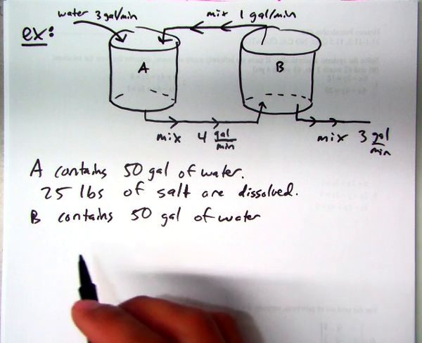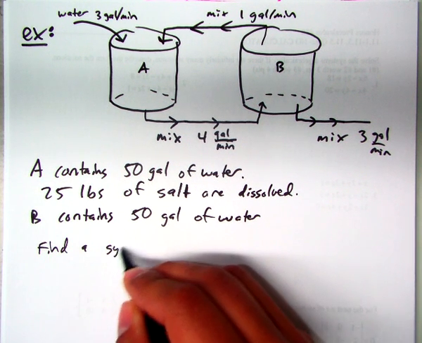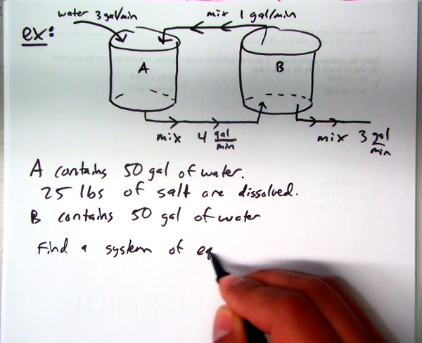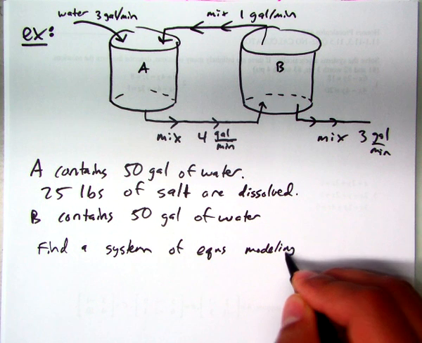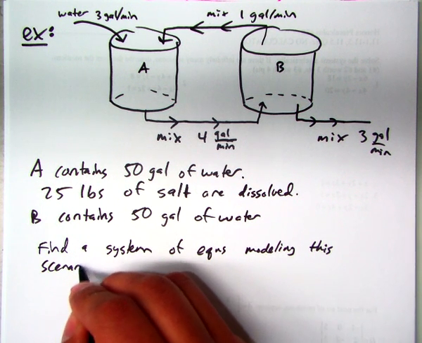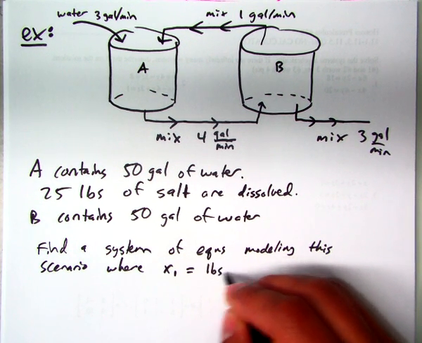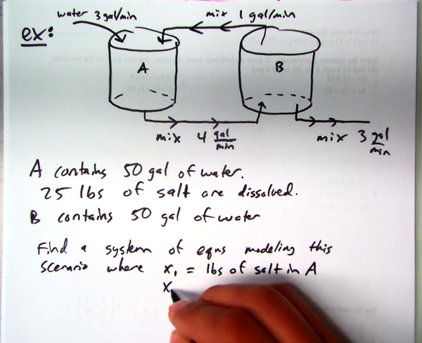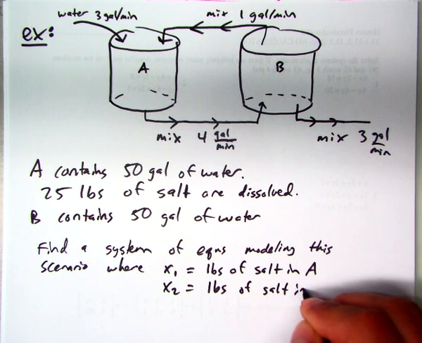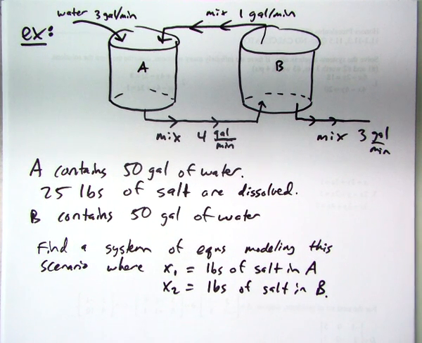So what do we want to do? We want to find a system of equations modeling this scenario where x1 is equal to the pounds of salt in A, and x2 is equal to the pounds of salt in B. So it's not hard. It's like the ones we did earlier. You just have 2 of them.